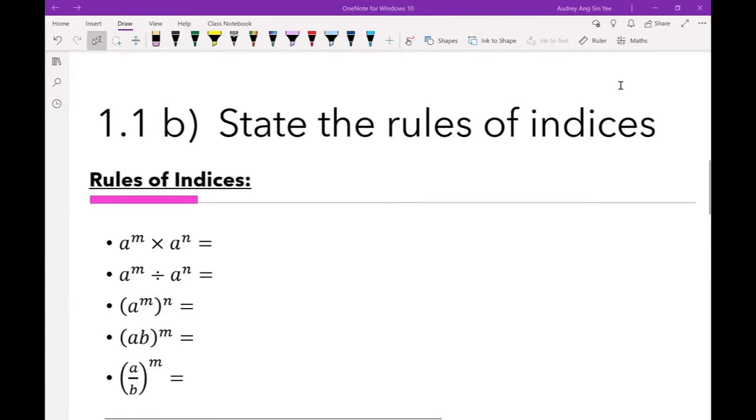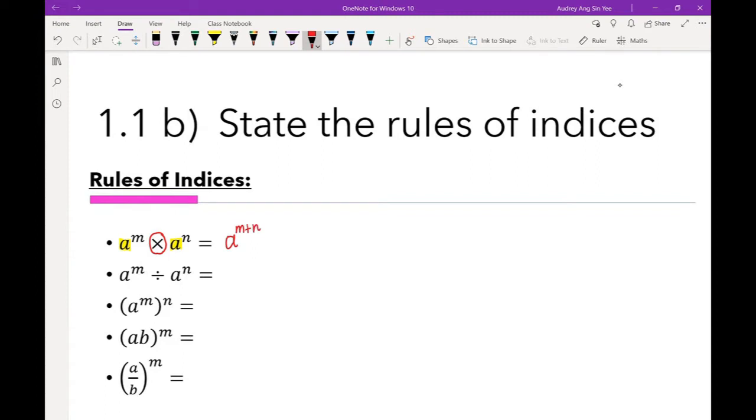1.1b, state the rules of indices. Over here, I've listed down 10 rules. We will look at the first rule first, that is a power m multiplied with a power n. Over here, take a look at the base. They are the same bases. So if these two bases are connected by a multiplication, what I can do to the power is, it will produce a power m plus n.